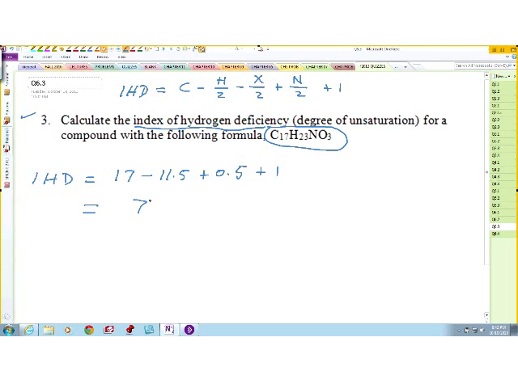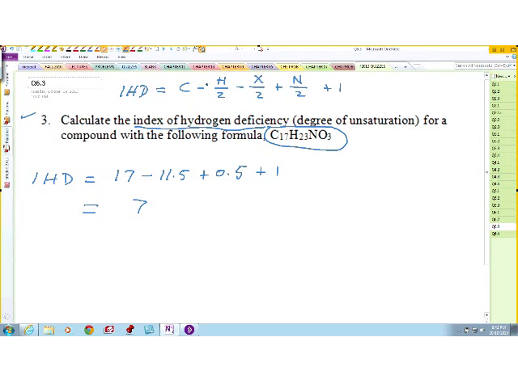Sometimes they might give you the index of hydrogen deficiency. They might tell you, for example, in this case, that the index of hydrogen deficiency is 7. But they may not tell you in that fashion. They might simply tell you, you have 4 rings and 2 double bonds. In that case, you have 6 index of hydrogen deficiency.